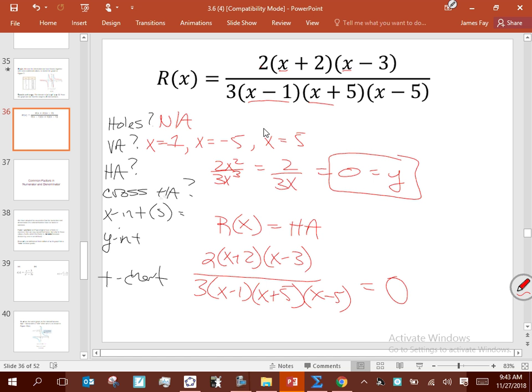Multiply by the LCD. Multiply by that least common denominator, right? If I do it to both sides, doesn't it just wipe away? And now you're left with that, right? Solve that. What do you get? Negative 2 and 3, right? So I cross my horizontal asymptote at x equals negative 2, x equals 3, and both of them are having y values of 0, right?